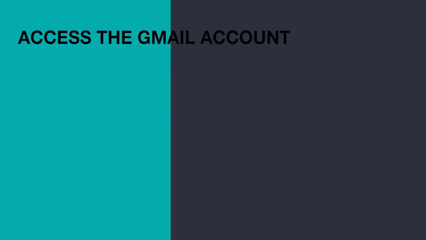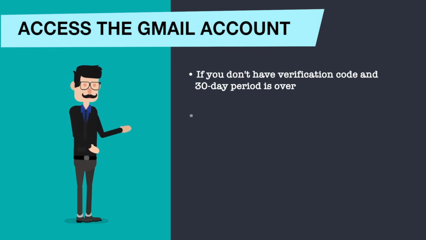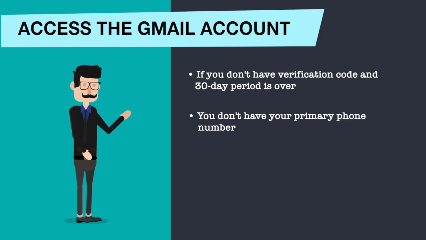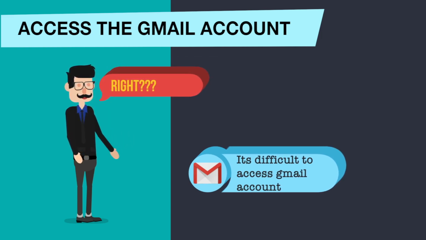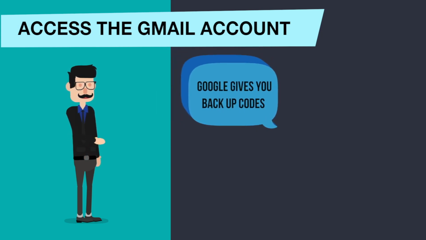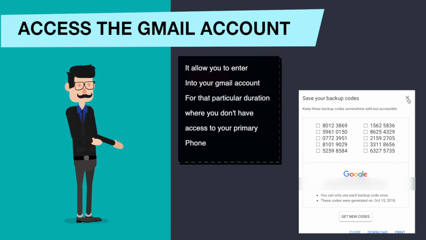Access the Gmail account. So if you don't have a verification code every 30 days, and one day the 30-day period gets over and your primary phone number is not with you, it makes it difficult to access your Gmail account, right? In fact, Google gives you backup codes which you can keep with you in your wallet, and these codes can be used when you don't have access to your primary phone, and it can allow you to enter your Gmail account for that particular duration where you don't have access to your primary phone.